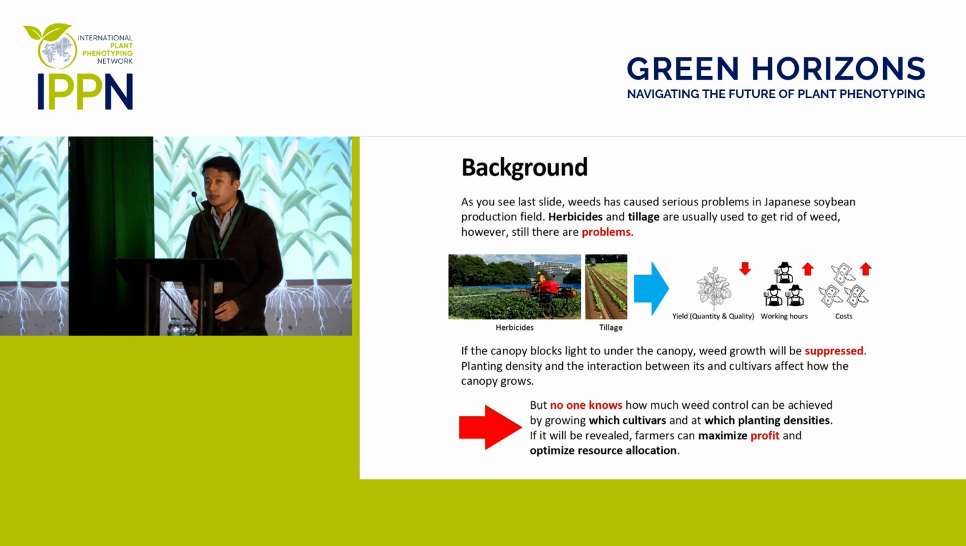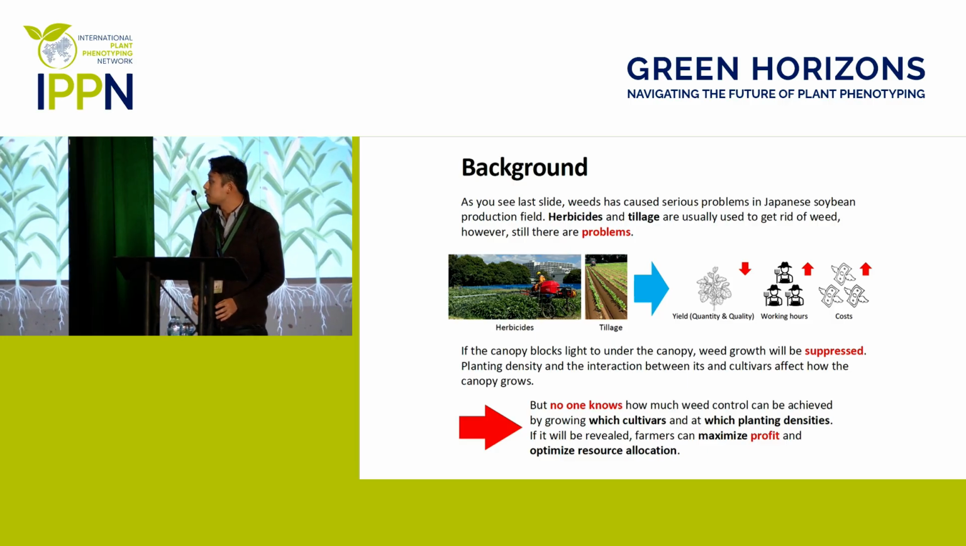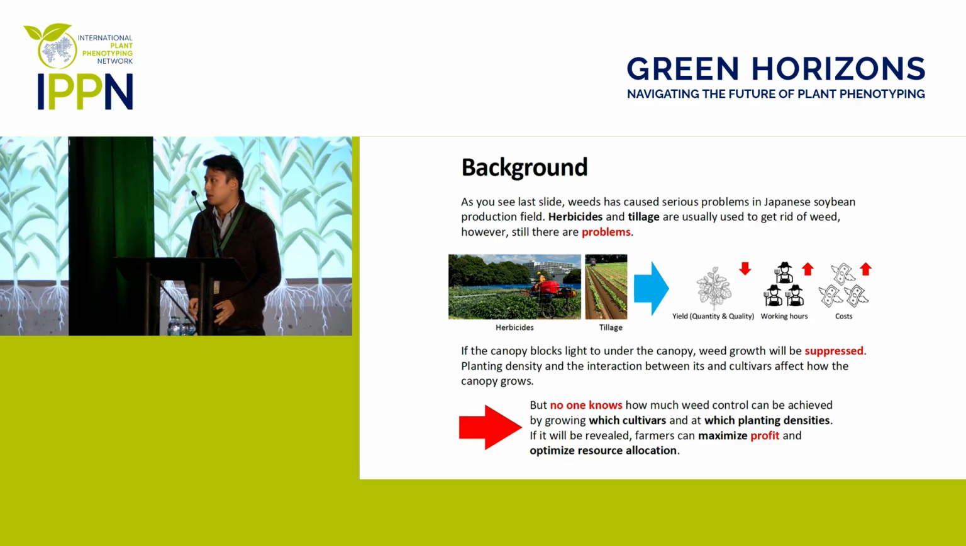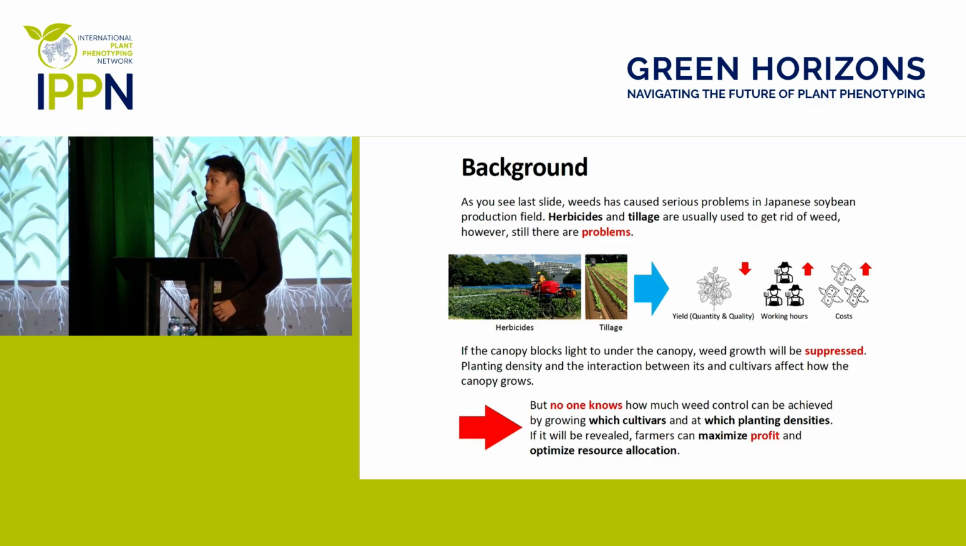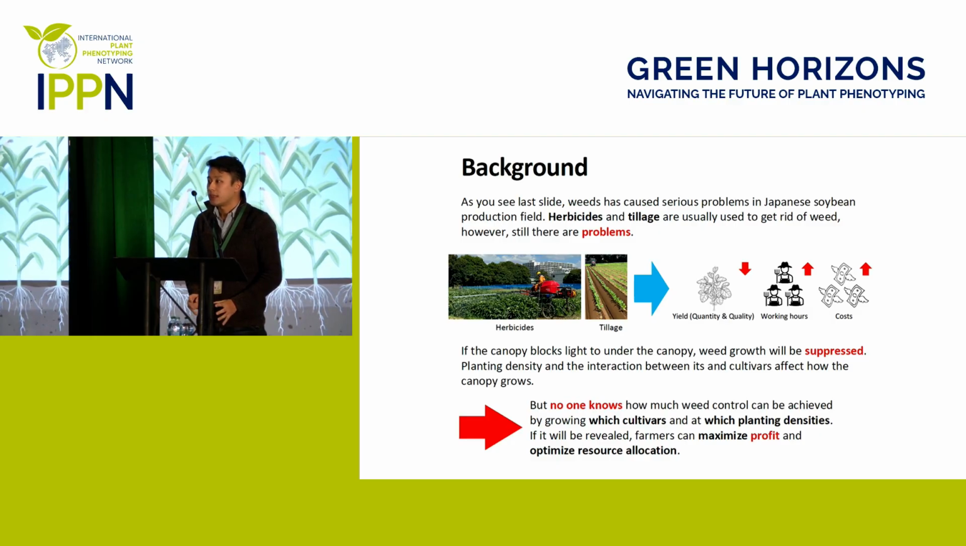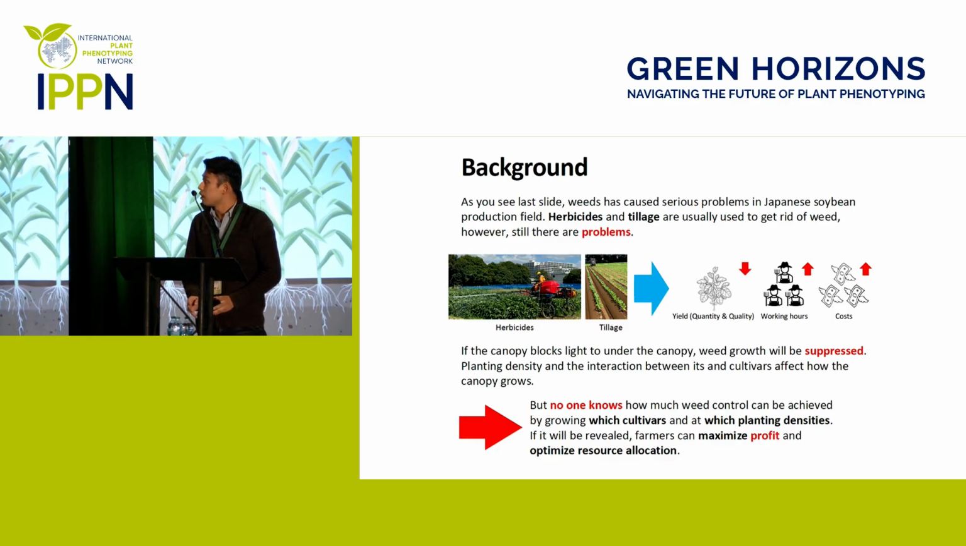Planting density is a key component for weed control, because if the soybean forms a dense canopy, light is blocked by the canopy, which is directly connected to suppressing weed growth.